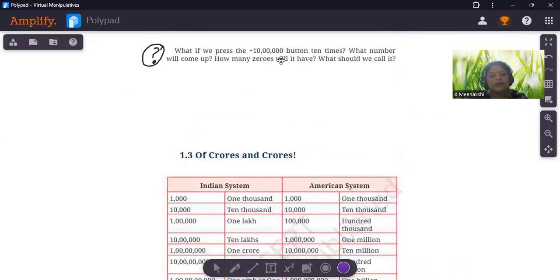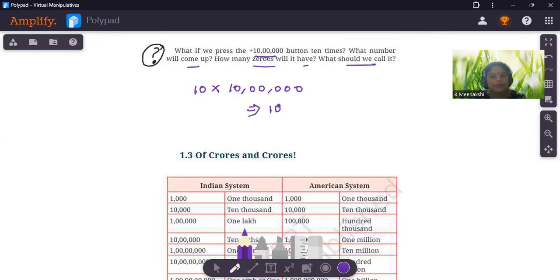Okay. Now, what if we press the 10 lakh button 10 times? So what number will come up? How many zeros will it have? And what should we call it? Let us analyze this. 10 into 10 lakh will give you 100 lakh.